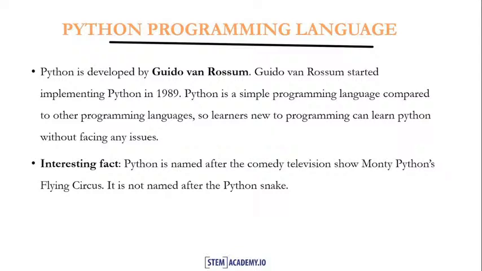Python is developed by Guido van Rossum. Guido van Rossum started implementing Python in 1989. Python is a simple programming language compared to other programming languages, so learners new to programming can learn Python without facing much issues. Interesting fact about Python: Python was named after a comedy television show called the Monty Python's Flying Circus. It is not named after the Python snake. In our next slide, we will see some features of Python programming language.